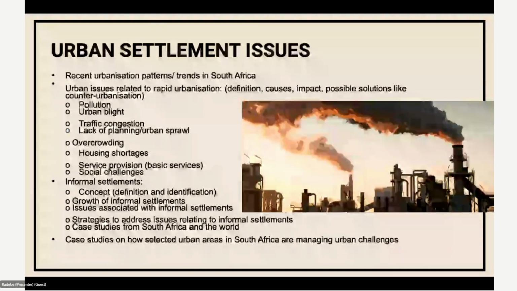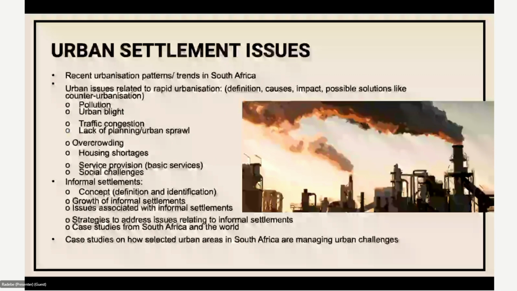Lack of planning and urban sprawl. Also, you need to explain to your learners what urban sprawl is, and also lack of planning. Why are we talking about lack of planning in an urban area? Because we find that informal settlements are close to high-income residential areas. So is that proper planning? No, it's not proper planning. There are so many examples that we can give in relation to urban sprawl or lack of planning.